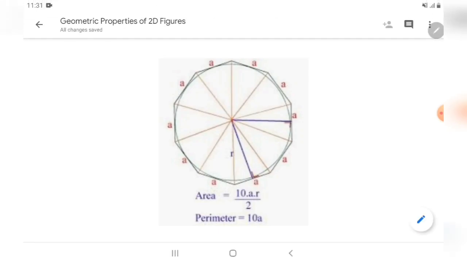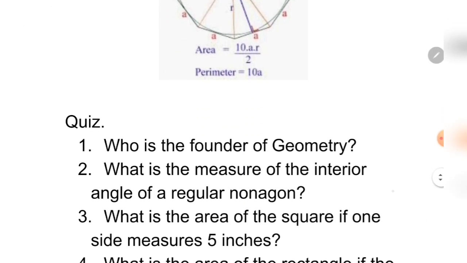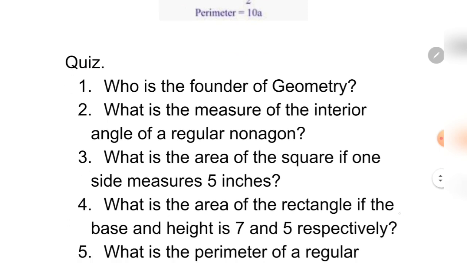It's up to you if you want to continue, but for now, this is the end of the video. I hope that you understand, and I hope that you know already what the geometric properties of two-dimensional figures are.